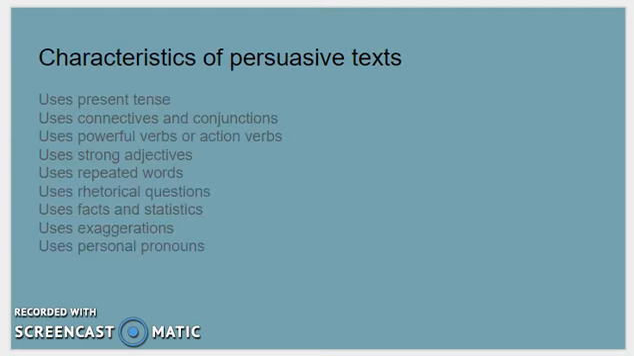Characteristics of persuasive text. They use present tense, connectives and conjunctions. They use powerful verbs and action words. They use strong adjectives. They use repeated words, rhetorical questions, facts and statistics. They use exaggerations and personal pronouns.